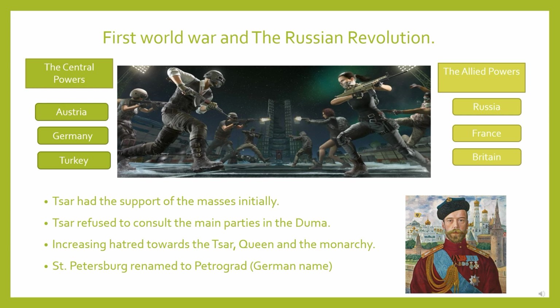Now there's also one interesting point here. The Tsarina or the Queen was a German and we were fighting against Germany. People already didn't like her. Now on top of that, this woman went ahead and renamed Russia's then capital St. Petersburg to Petrograd, which was a German name. Now this increased the hatred amongst the public.